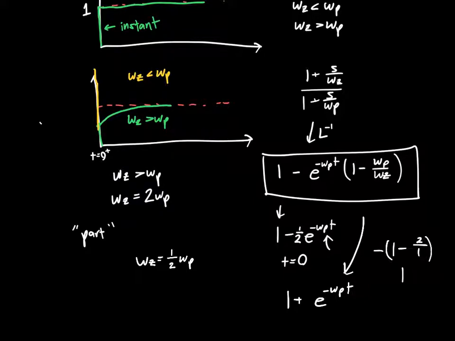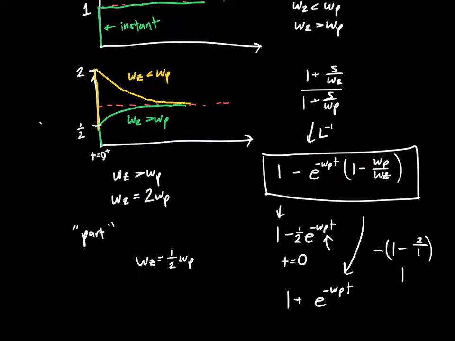So at t equals 0 plus, the value is 2. So here the value was 1 half. And then it'll start to decay with the same time constant as before. And the time constant is entirely determined by the pole, which is interesting.